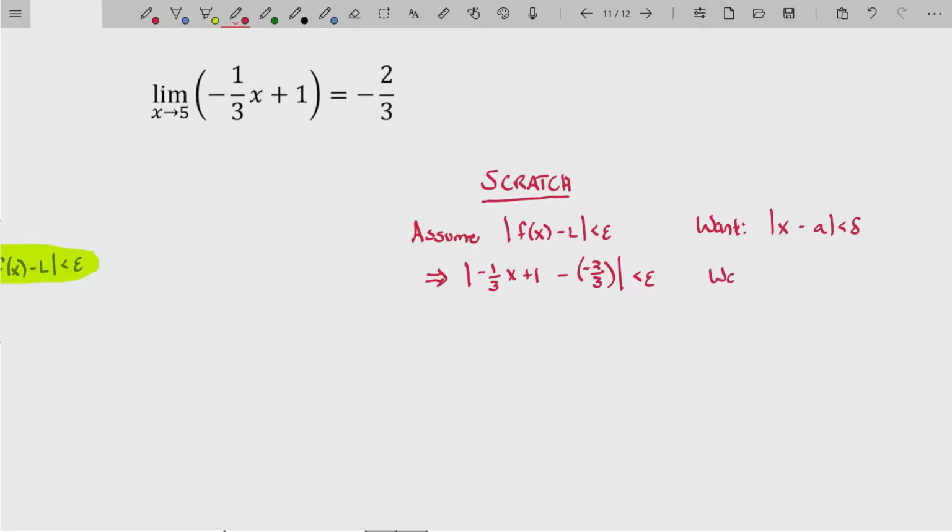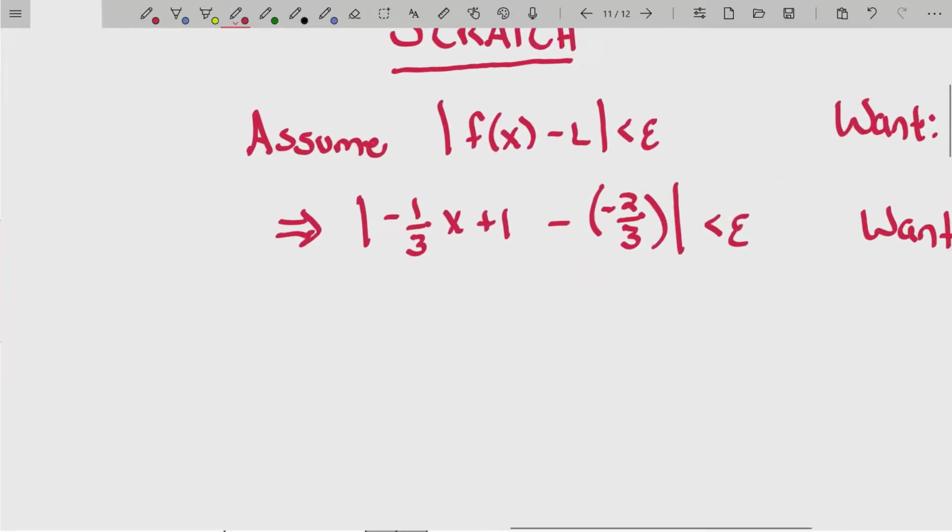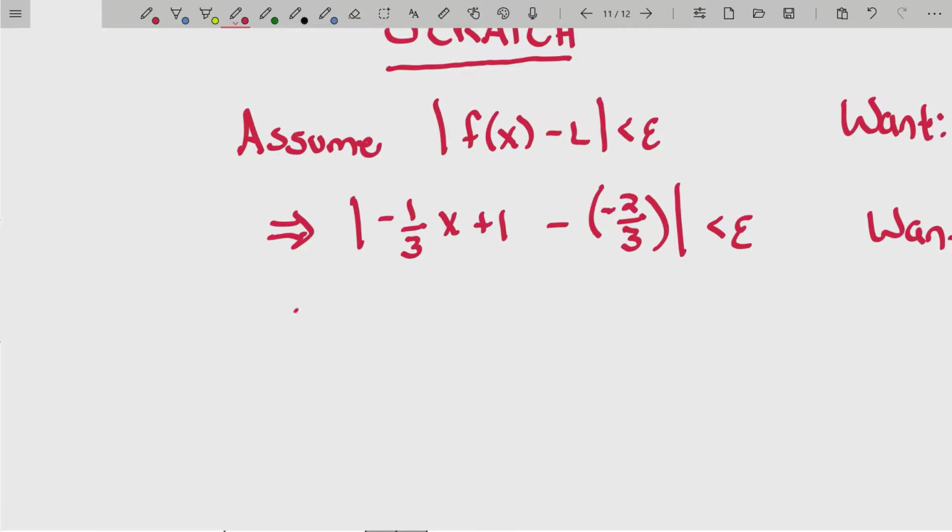And again, we want the distance between x and 5 to be less than some number delta. And note that the distance between x and 5 is going to be positive because x is never allowed to actually be 5. This looks worse than it actually is. It's still the same problem we faced last time. So let's go ahead and clean this up.